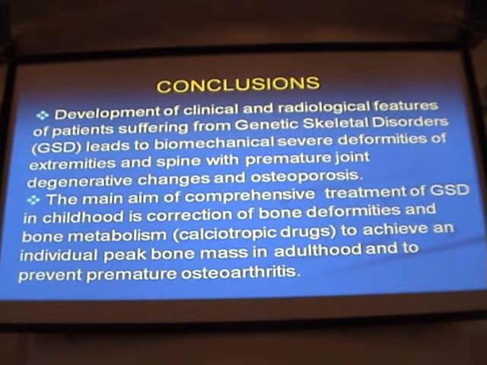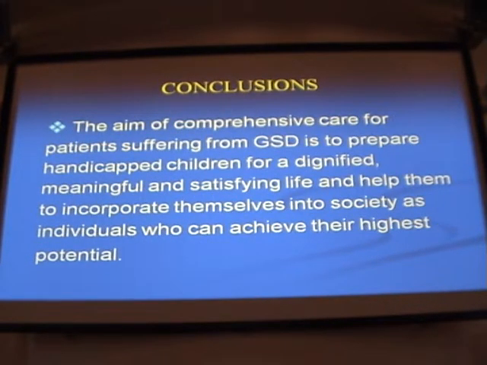Development of clinical radiological features of patients suffering from genetic skeletal disorders leads to biomechanically severe deformities of extremities and spine with premature joint degenerative changes and osteoporosis. The main aim of comprehensive treatment in childhood is correction of bone deformities and bone metabolism to achieve an individual peak bone mass in adulthood and to prevent premature osteoarthritis. The aim of comprehensive care for patients suffering from genetic skeletal disorders is to prepare handicapped children for a dignified, meaningful, and satisfying life and help them to incorporate themselves into society as individuals who can achieve their highest potential.